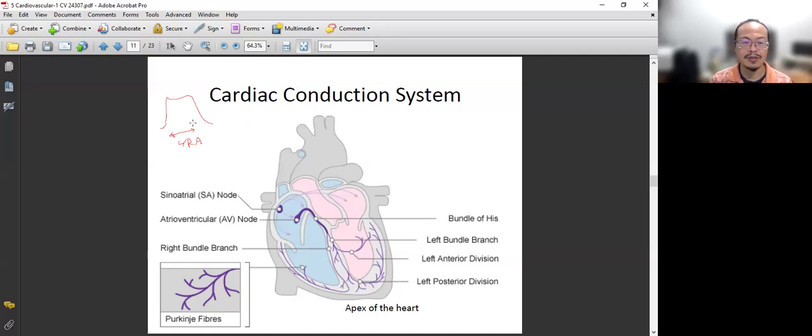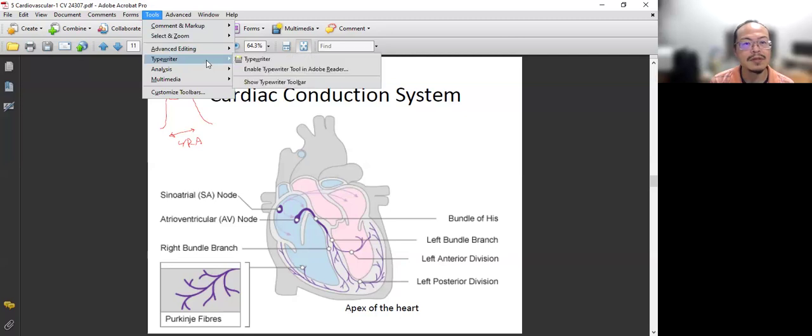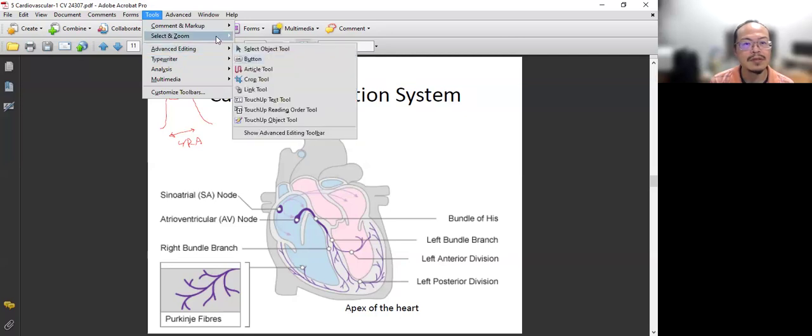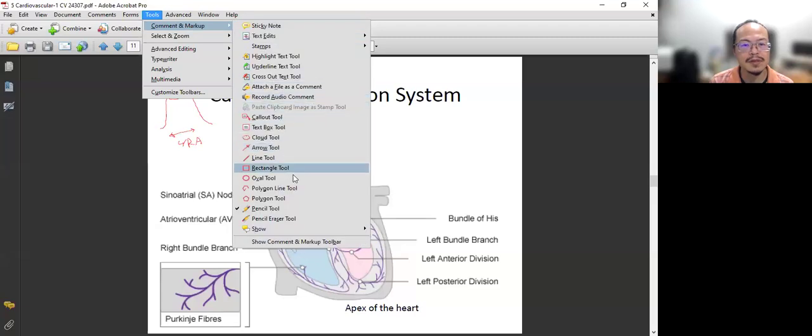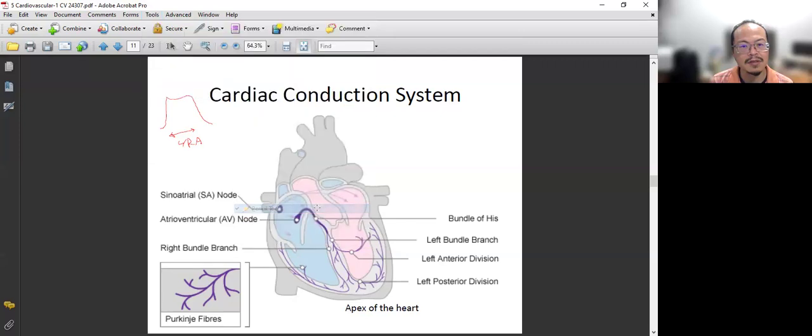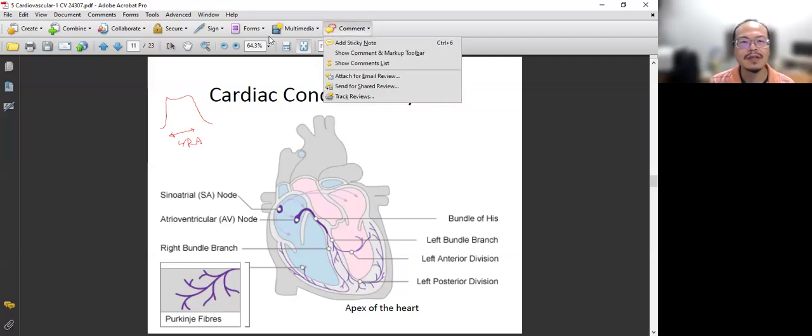So left and right ventricle, I think I probably can change color, I hope. Where is that? Oh, I'm not so sure if I can change color. I don't think I can change color. All right, it's okay. It's okay. All right.